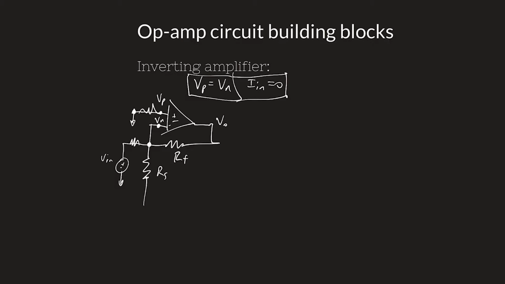That means my VN has a virtual ground because of this VP equals VN. That's always the case for this negative feedback. This negative feedback ensures that that's the case. So if my VP is grounded, and remember there's no current, so this resistor does nothing. If my VP is grounded, that means my VN has a virtual ground on it. It's at 0 volts.